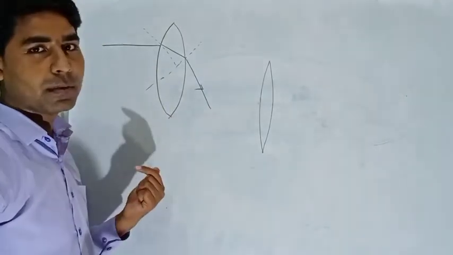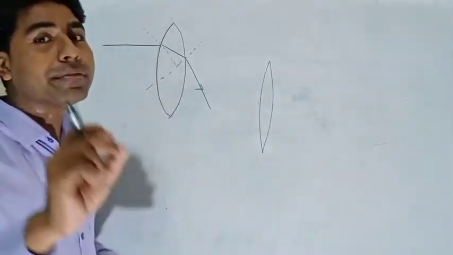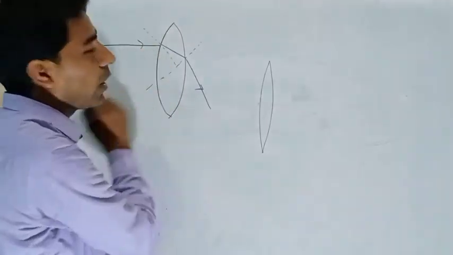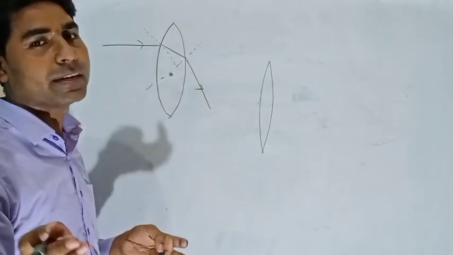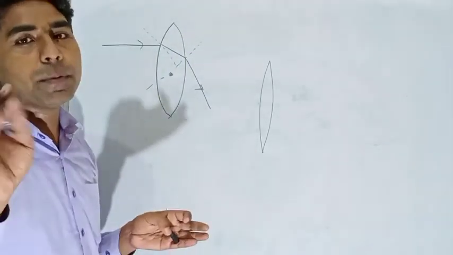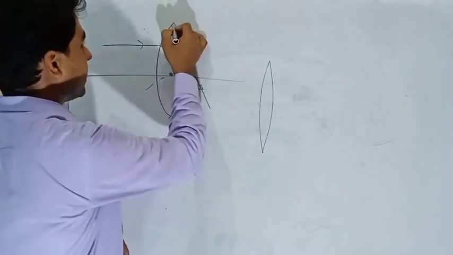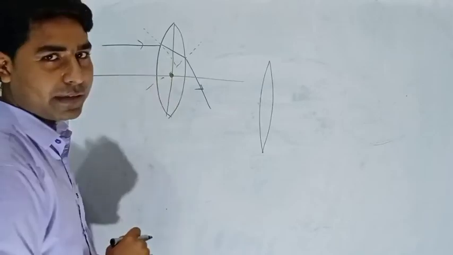But suppose this ray is falling on the optical center, then what will happen? See, this is our optical center. What is the definition of optical center? The intersection point of the principal axis and the aperture. So this is the principal axis and this is the aperture. So this will be the optical center.